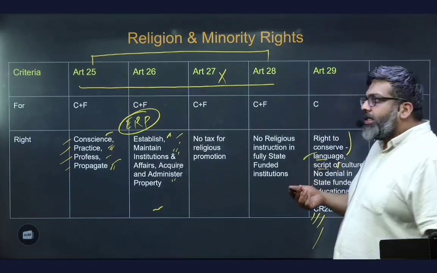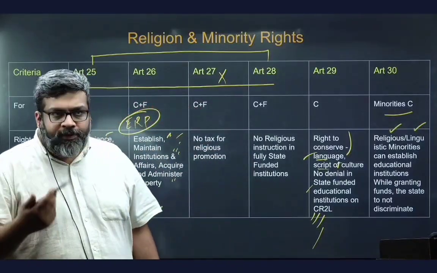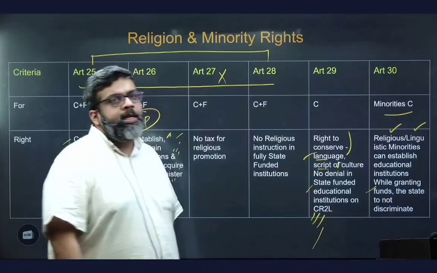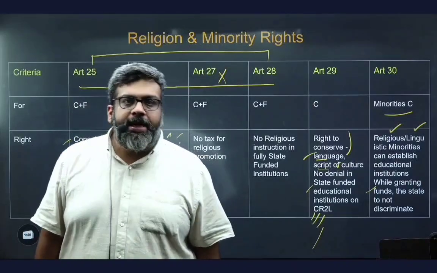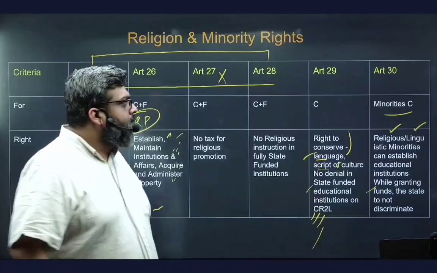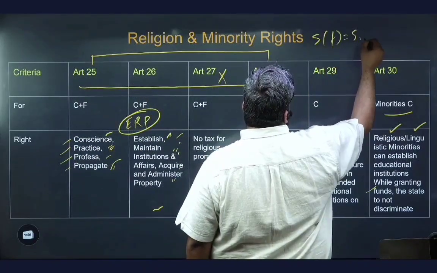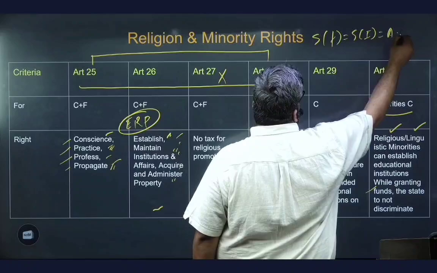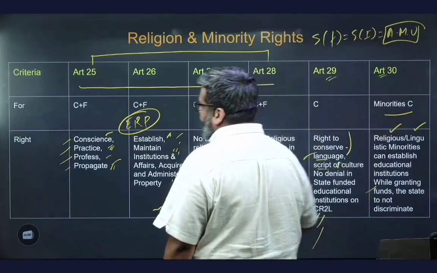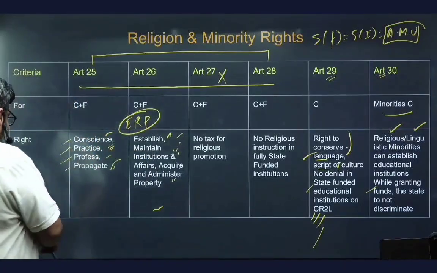If you're an educational institution, education is a welfare commodity, so the state has the right to fund educational institutions. If the state funds educational institutions, the state cannot discriminate against your institution just because it's a minority institution. And depending on state funding, will there be state intervention, which is essentially the Aligarh Muslim University case. What you need to know are Articles 29 and 30 and nothing else apart from Articles 29 and 30.